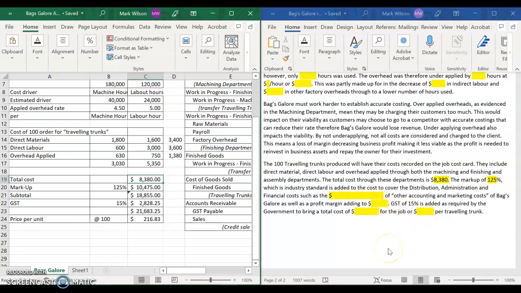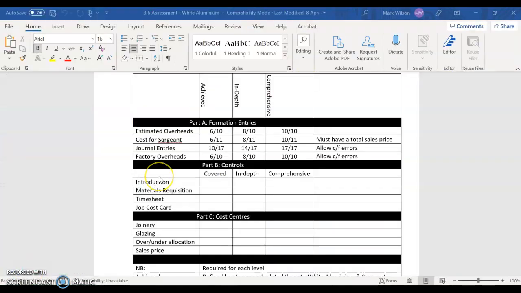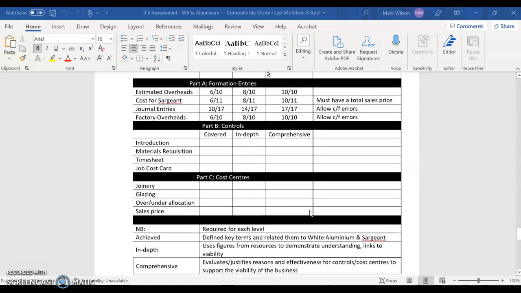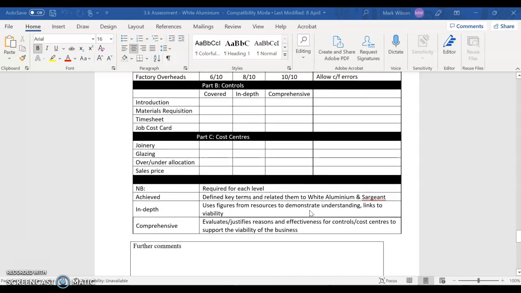So press pause for a sec. So just to finish, this is the marking schedule. This one's for white aluminium, but you can see the same for the report. You've got the costs. These are just your entries to get those right. What I really want to draw your attention to is down here.